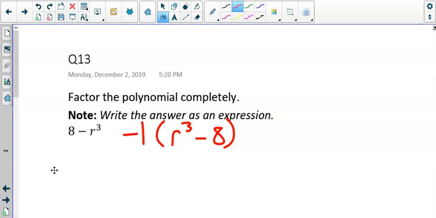Technically, this is ready to factor. We don't really have to pull out that -1. But I know what it's going to do in iMath.AS, and it wants you to pull out the -1. Okay? So, just kind of give you a heads up on that.